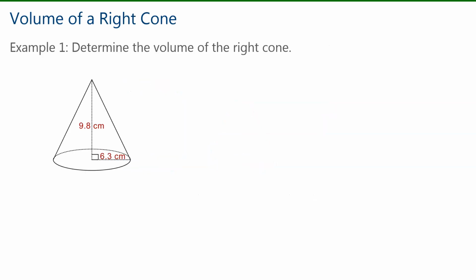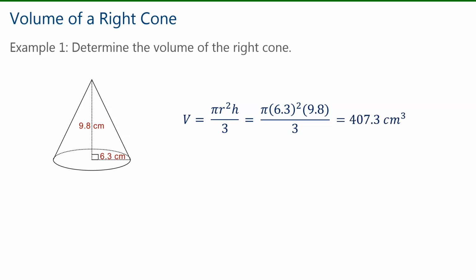So now let's use our formula in example 1. Determine the volume of the right cone. So we'll start by writing our formula, and then we'll just fill in our values. I see that the radius is 6.3 and the height is 9.8. So when I plug that in the calculator, multiply pi with 6.3 squared and 9.8, and then divide by 3, I get 407.3 centimeters cubed.